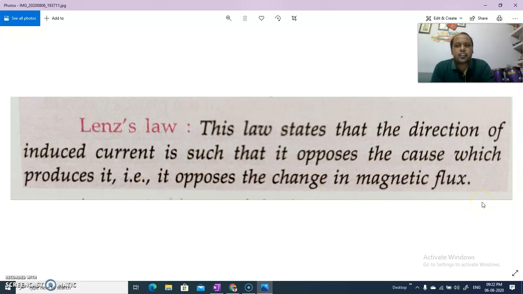This is very, very important. According to the Lenz law only, we will be knowing what will be the direction of induced current. This is very important because in numericals also you will have to find the direction of induced current, and then you have to think about this Lenz law only.